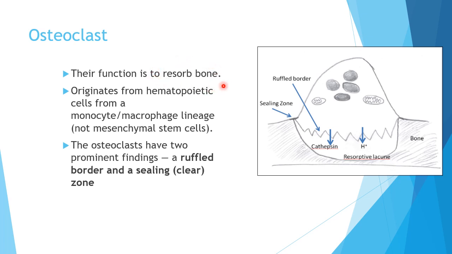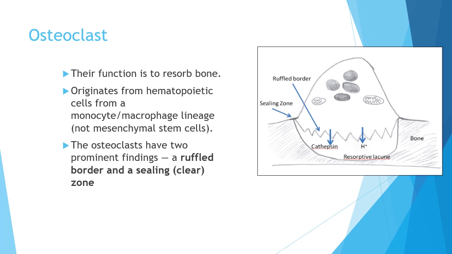So they are the cells responsible for bone resorption, and they originate from the hemopoietic lineage. So they are not from mesenchymal stem cells. When we go to the osteoblast, we'll say that it's coming from mesenchymal cells, but the osteoclast comes from hemopoietic cells from the monocyte macrophage lineage. So they are hemopoietic cells from the monocyte macrophage lineage. They are not from mesenchymal stem cells.